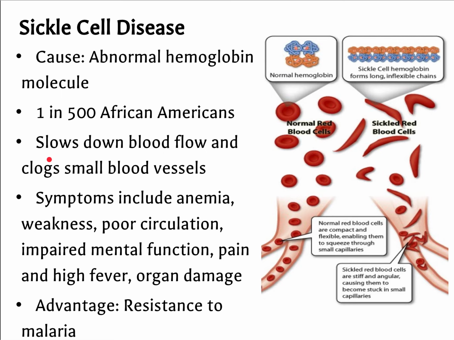Just to give you some background on sickle cell disease, about 1 in 500 African Americans have it. I'm sorry, 1 in 500. It slows down blood flow and clogs small blood vessels. Its symptoms include anemia, weakness, poor circulation, impaired mental function, pain, and a high fever, sometimes even organ damage. Advantage: resistance to malaria. It kind of feels like we're watching one of those commercials for drugs with all the disclaimers at the end.